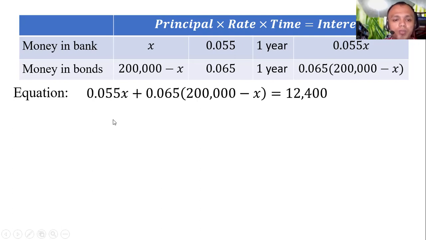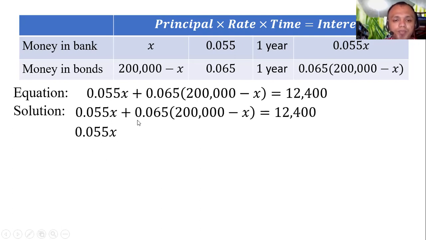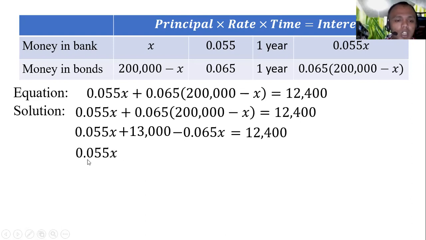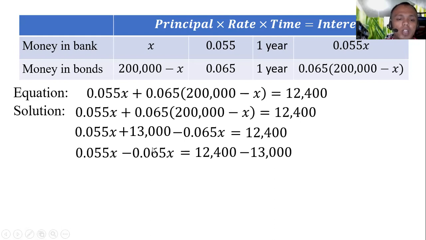Now, simplify muna natin to. Okay? 0.065 times 200,000, that would be equal to 13,000. Then 0.065 times negative x is negative 0.065x. Equal to 12,400. Transpose natin yung 13,000, then we have 0.055x minus 0.065x equal to 12,400 minus 13,000. Okay, subtract natin to. Subtracting decimals, we have negative 0.01x equal to 12,400 minus 13,000, which is equal to negative 600.